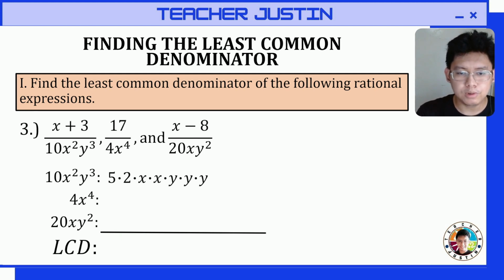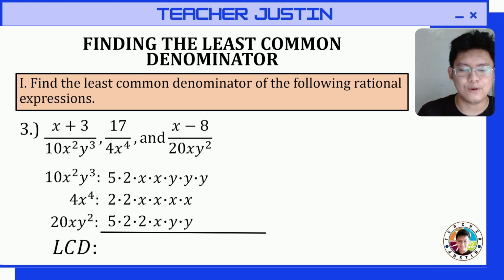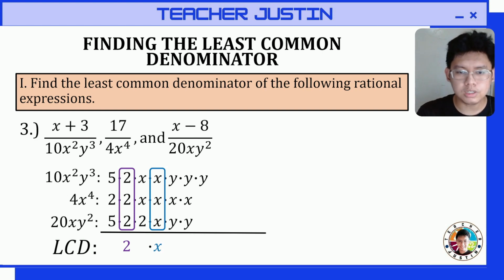Okay? Tapos, yung 4x raised to 4 naman, yung prime factors niya will be 2 times 2 times x times x times x times x. Ayan. Tapos si 20xy squared will be 5 times 2 times 2 times x times y times y. Okay. Now, let's get their common factor. So, meron tayong common factor na 2 and yung common factor na x. Tapos, meron din tayong common factor na 5.